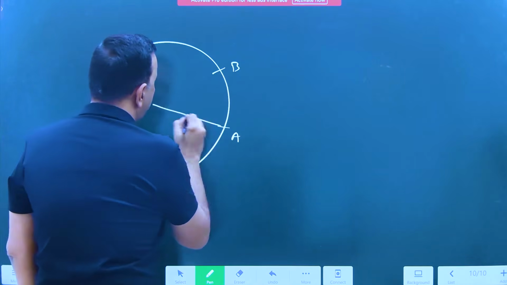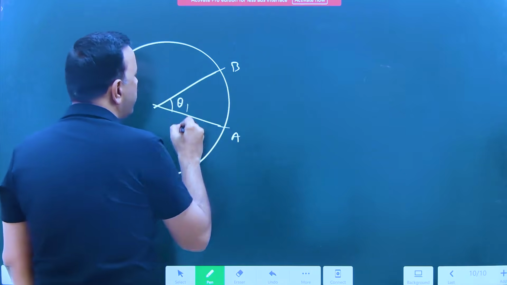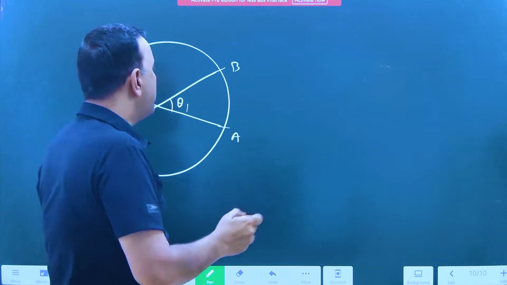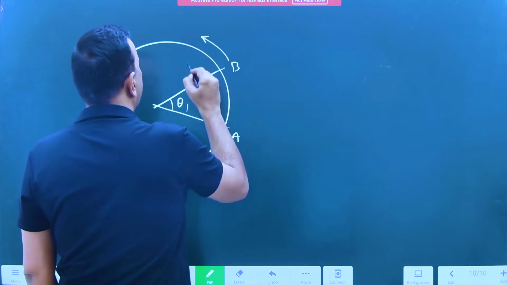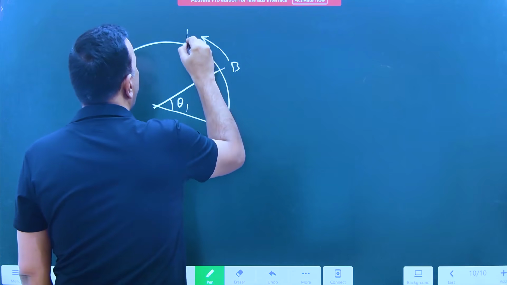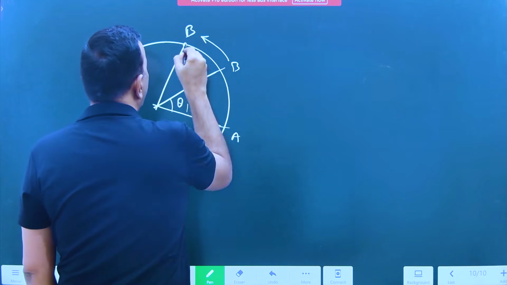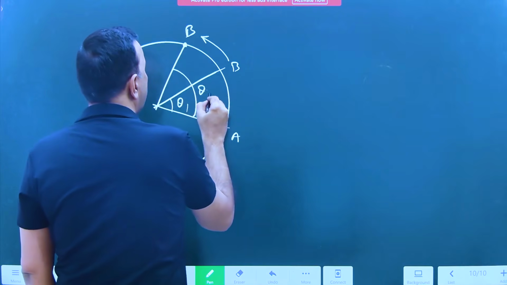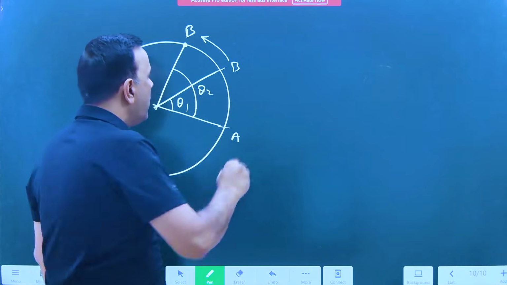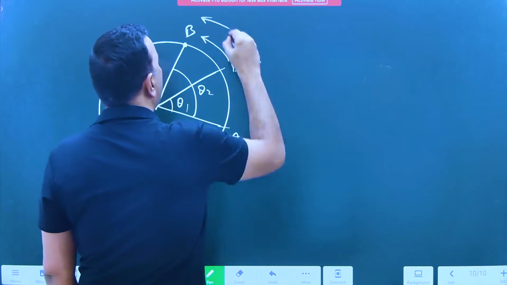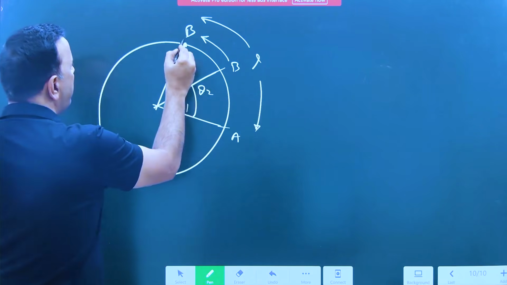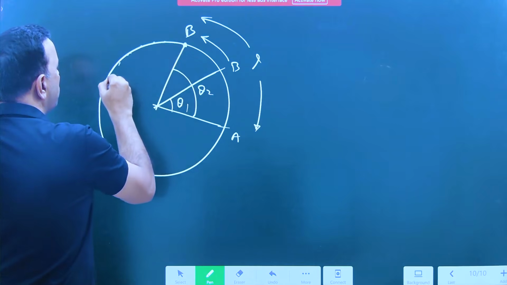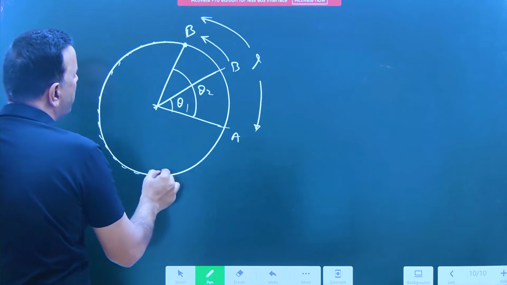So now you see this is the angle theta. Let me call it theta 1. Imagine that I am shifting the point B to the left. So now the B point reaches here. Now if I make the angle, you can see theta 2 is larger, and correspondingly the arc length would also become bigger.